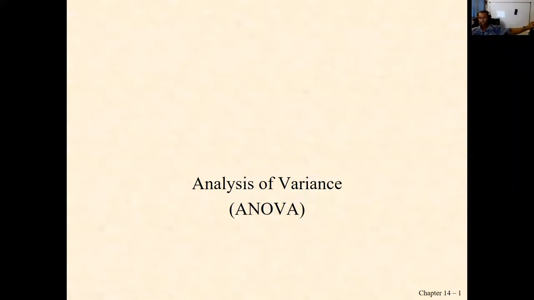Okay, so this week we're talking about analysis of variance, chapter 11 of the textbook. A different name for analysis of variance is ANOVA. The textbook refers to it as ANOVA, and if you take a more advanced stats class in the future and you hear the term ANOVA, it's talking about this procedure, the analysis of variance procedure.